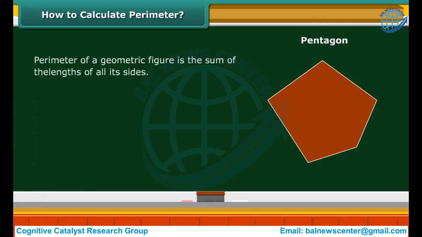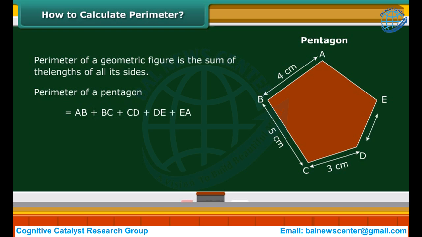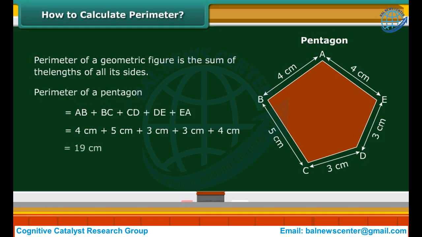We have seen that the perimeter of a geometric figure is the sum of the lengths of its sides. A pentagon is a closed geometric figure of 5 sides. Suppose the lengths of the 5 sides AB, BC, CD, DE and EA are AB as 4 centimeters, BC as 5 centimeters, CD as 3 centimeters, DE as 3 centimeters, and EA as 4 centimeters. The perimeter of the pentagon is 4 centimeters plus 5 centimeters plus 3 centimeters plus 3 centimeters plus 4 centimeters. That is equal to 19 centimeters.